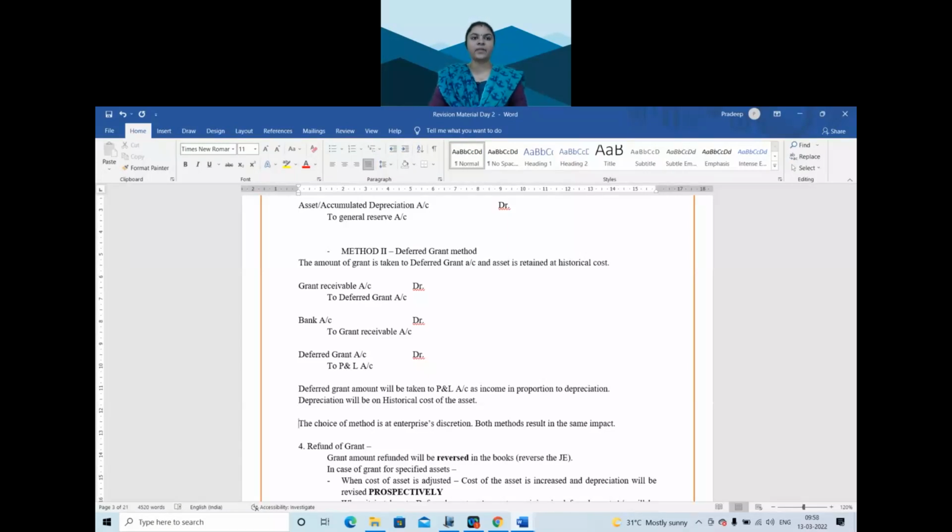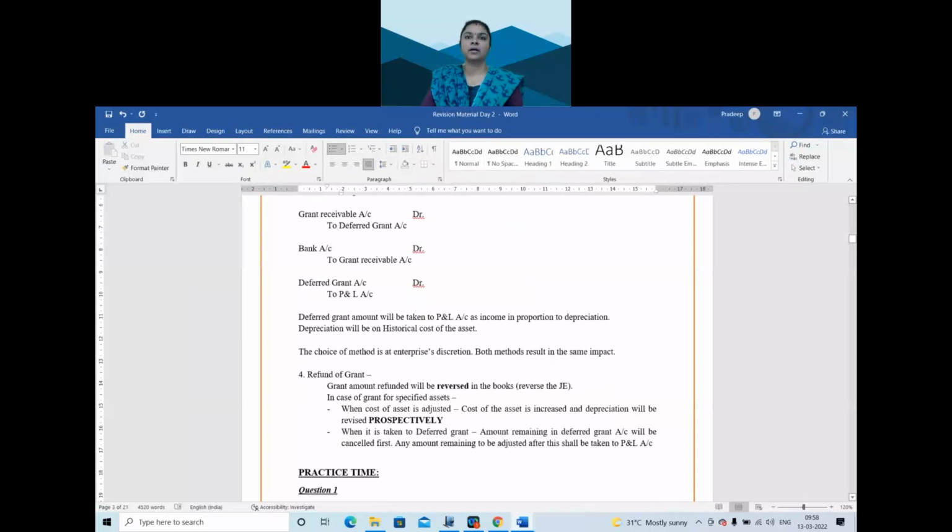Okay. Which method to choose? The enterprise has the option. Whichever method it is choosing, it has to disclose it in the financial statements. Whether it is method 1 or 2, it is going to result in the same impact in the P&L account, or the same impact in the books. Right? So this is about recognition of grant. There are three types: cash grant, grant in kind, and grant for specified assets. Clear so far?